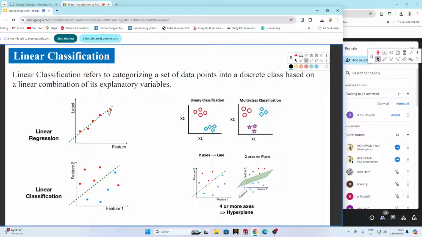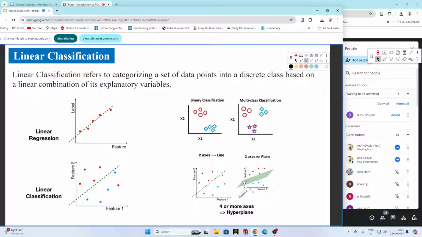Today we are discussing linear classification. Now we are talking about more than one group of data points. Earlier there was only one group of data points, that is why it was denoted by red dots, but here you can see there is more than one group. We have denoted one group by red dots, another group by blue dots. So linear classification means we will separate these two groups of data by a straight line, in the case of two inputs.